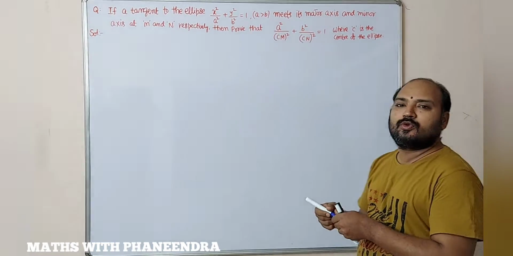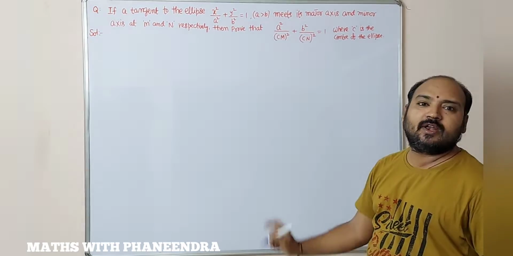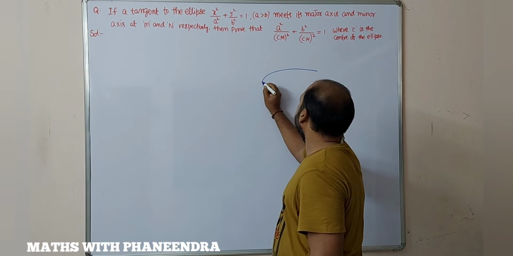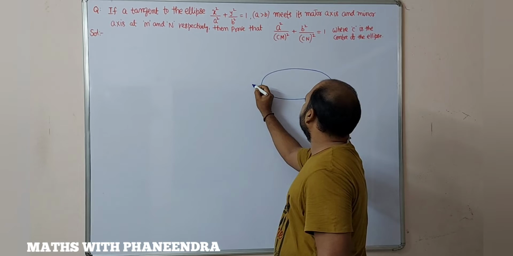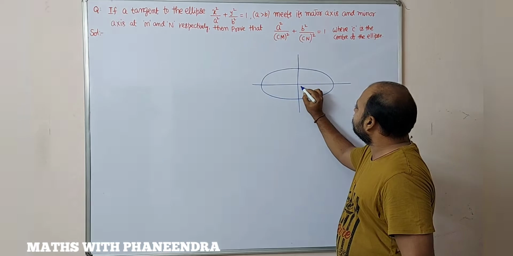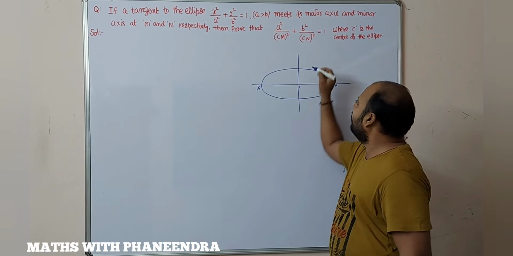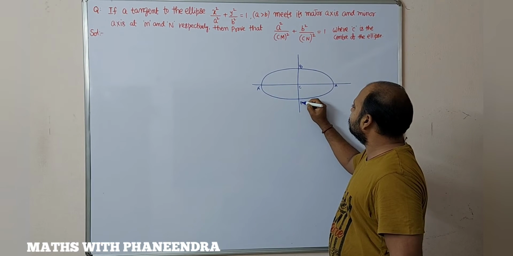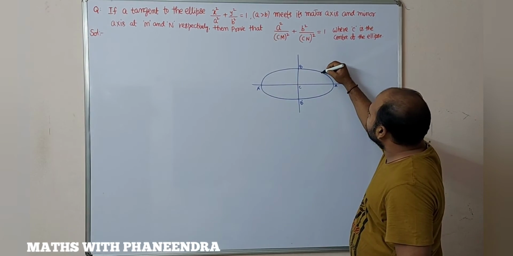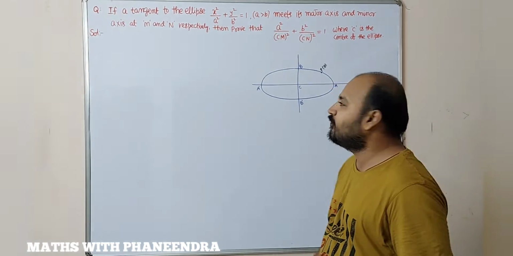See here, first if you draw the figure, you will get an idea. If a tangent to the ellipse meets major axis and minor axis at the points M and N. This is the figure of the ellipse. This is the center. A dash is major axis. B dash is minor axis. Here I am assuming any point on the ellipse P of theta. P of theta means a cos theta comma b sin theta.